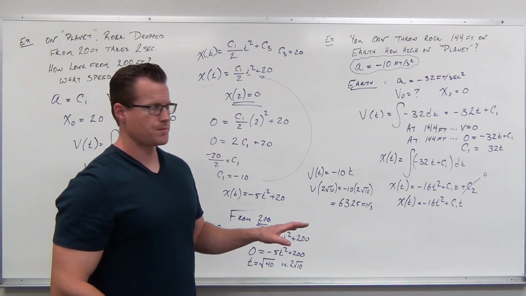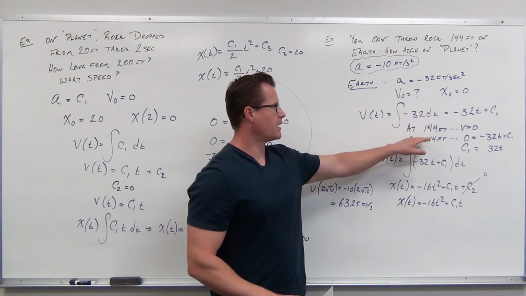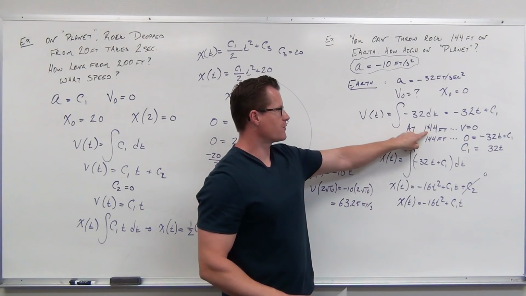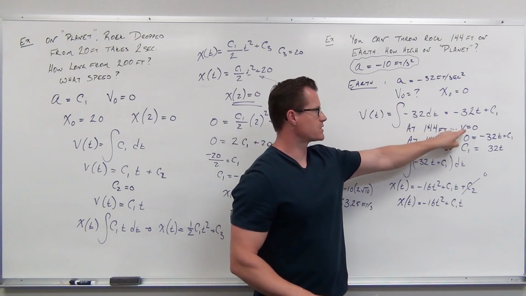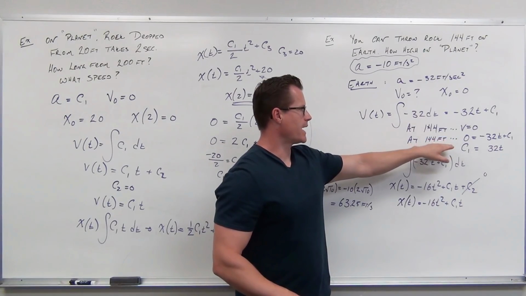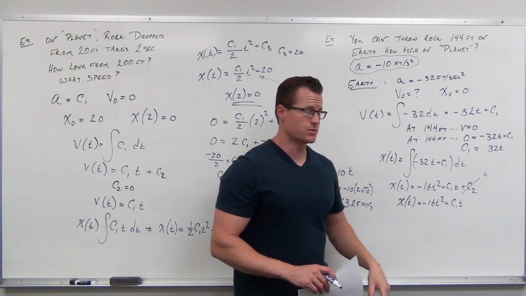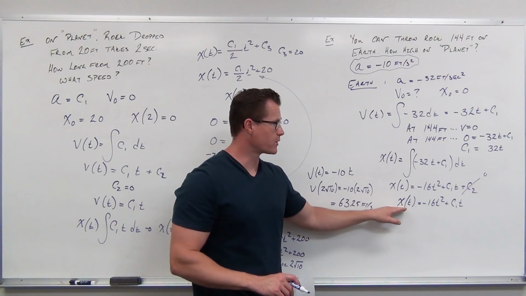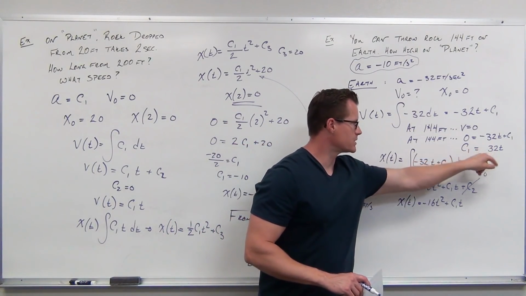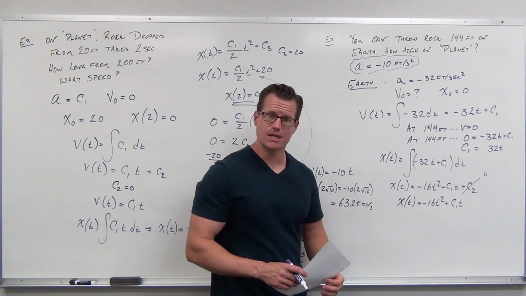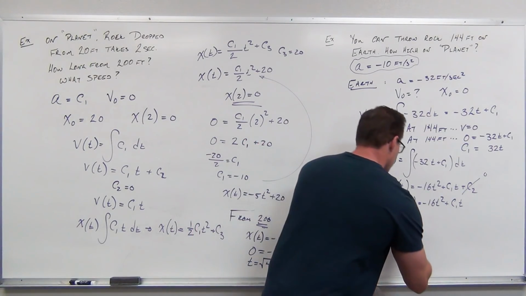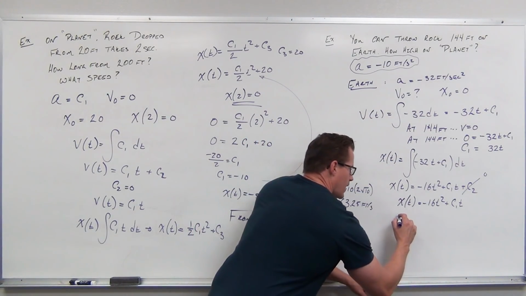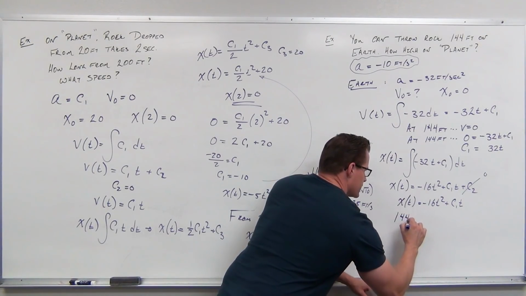Here's what else we know. This is where this comes in. At 144 feet with a velocity of 0, we have c sub 1 equals 32t. So if we put our position, our height of 144, we can substitute c sub 1 equals 32t. Let's do that now. So height of 144 feet.